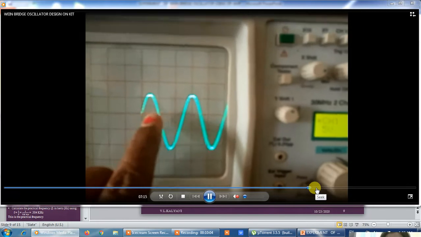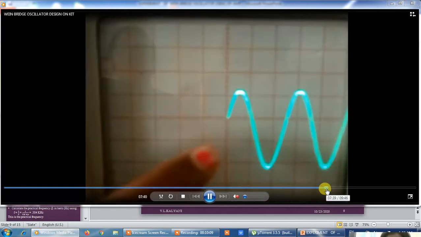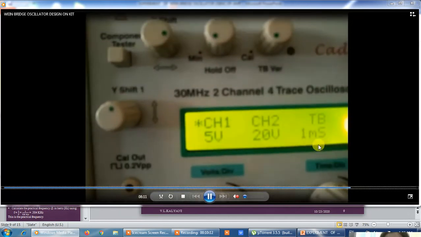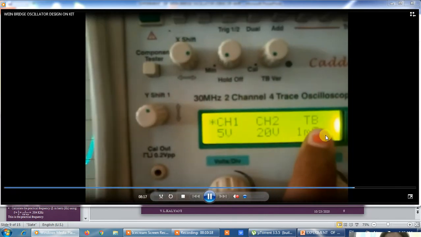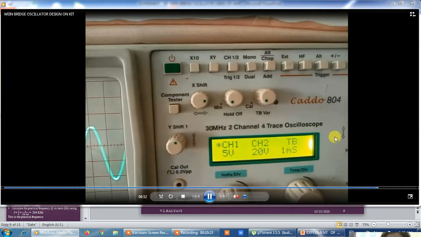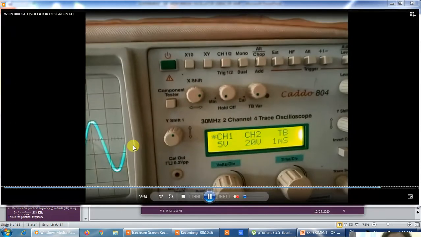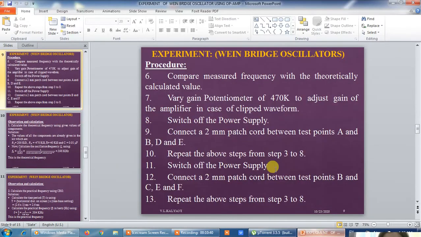So here, as you can see, this is your perfect output waveform, and here as you can see, this is your time per division, that is 1 millisecond. So calculate the time period using this time per division and the output waveform. So this is your complete experiment of the Wien bridge oscillator.